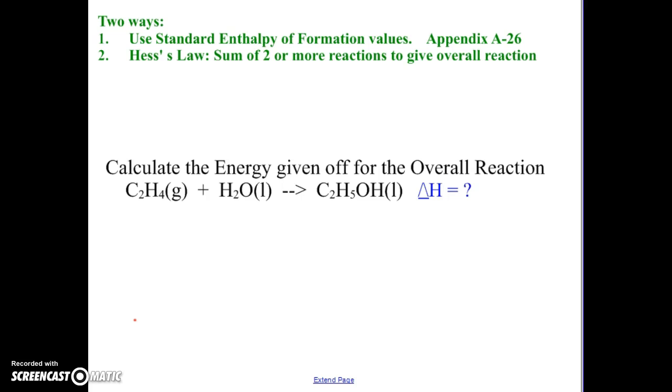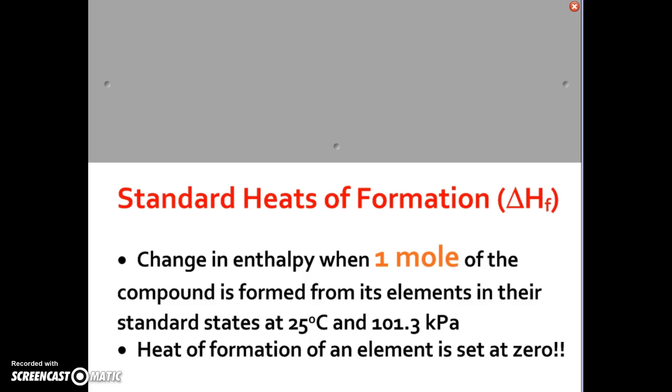The standard enthalpy of formation values can be utilized in order to calculate the change in enthalpy of a reaction. So let's start off by defining what standard enthalpy of formation values are. If you open your book to the appendices, you'll see a table that has many values, and one of them is marked delta H of formation. And these will be for both elements and compounds.